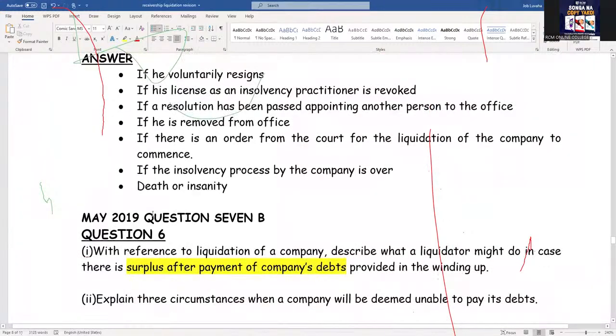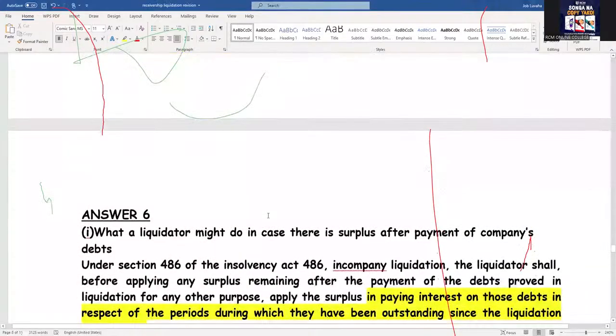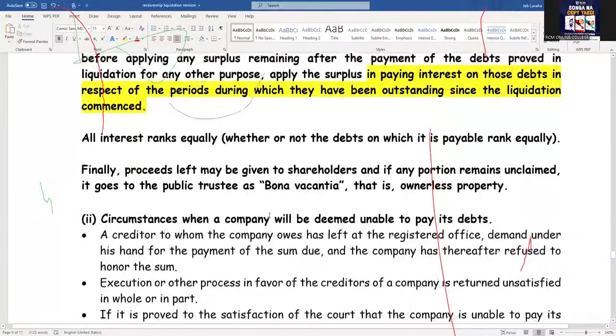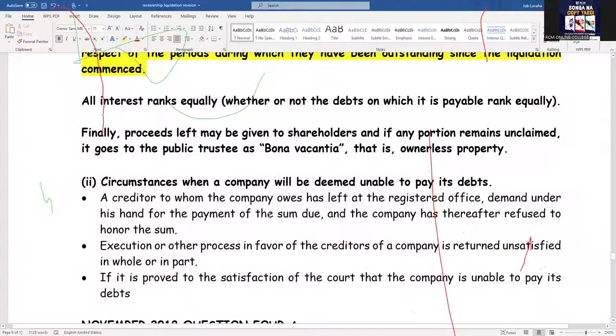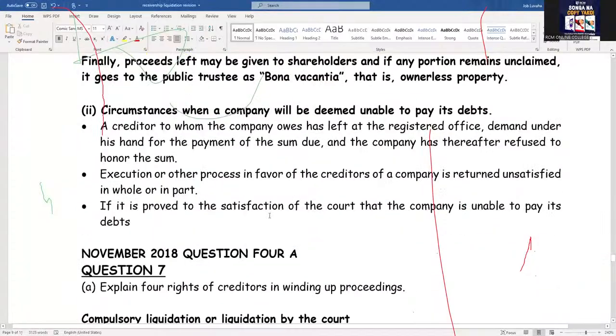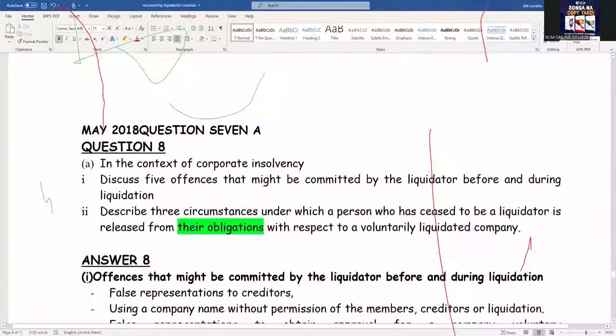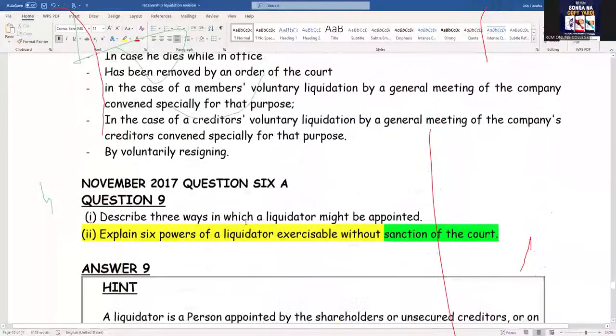So I'm going to end there for this one. These other questions, when I share the document, you can go through them. It simply means you have to revise around those areas we've talked about regarding administration, receivership, and liquidation of companies. There are a number of questions here, some of them just repetitive of what you've already looked at.